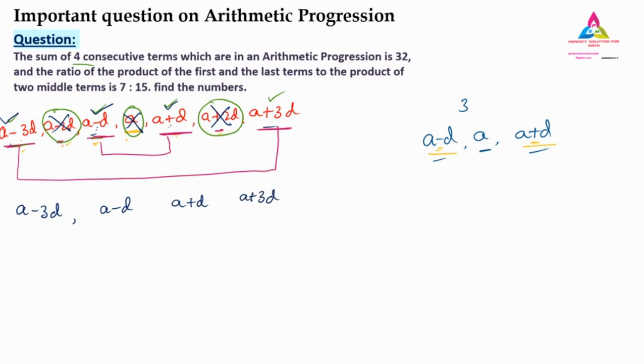So here you can see, if you add together these 4 terms, what will happen? This minus d plus d gets cancelled. This minus 3d plus 3d gets cancelled. Only left is what? A. 4a we got. That is the final thing, and we have eliminated d. But you may ask one more question.